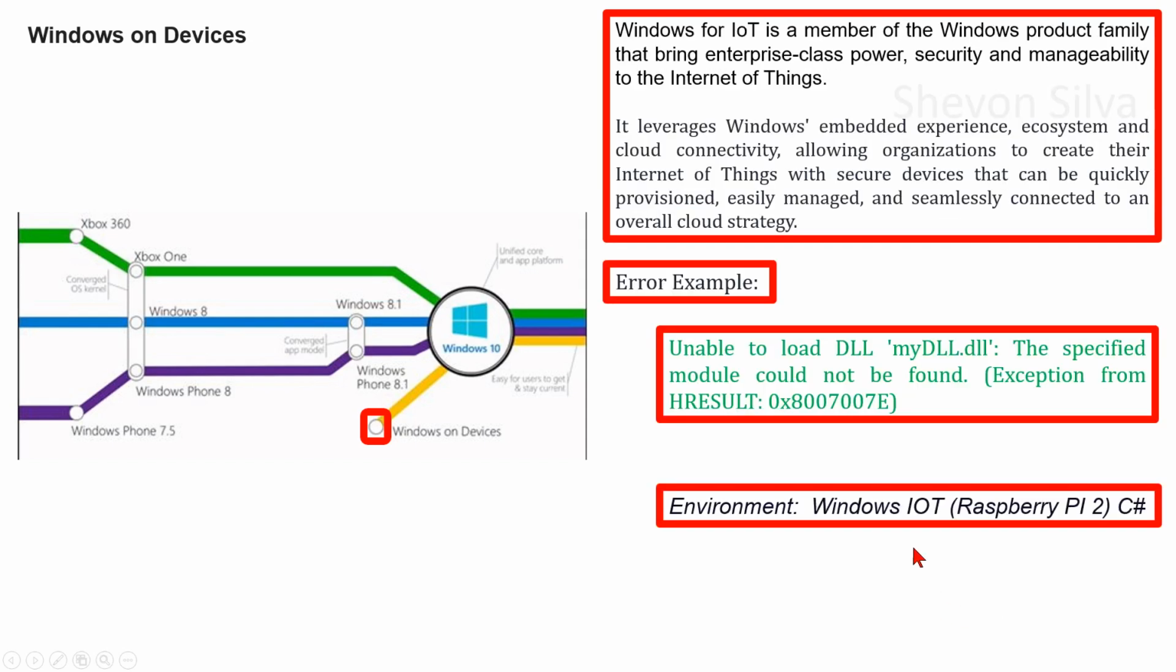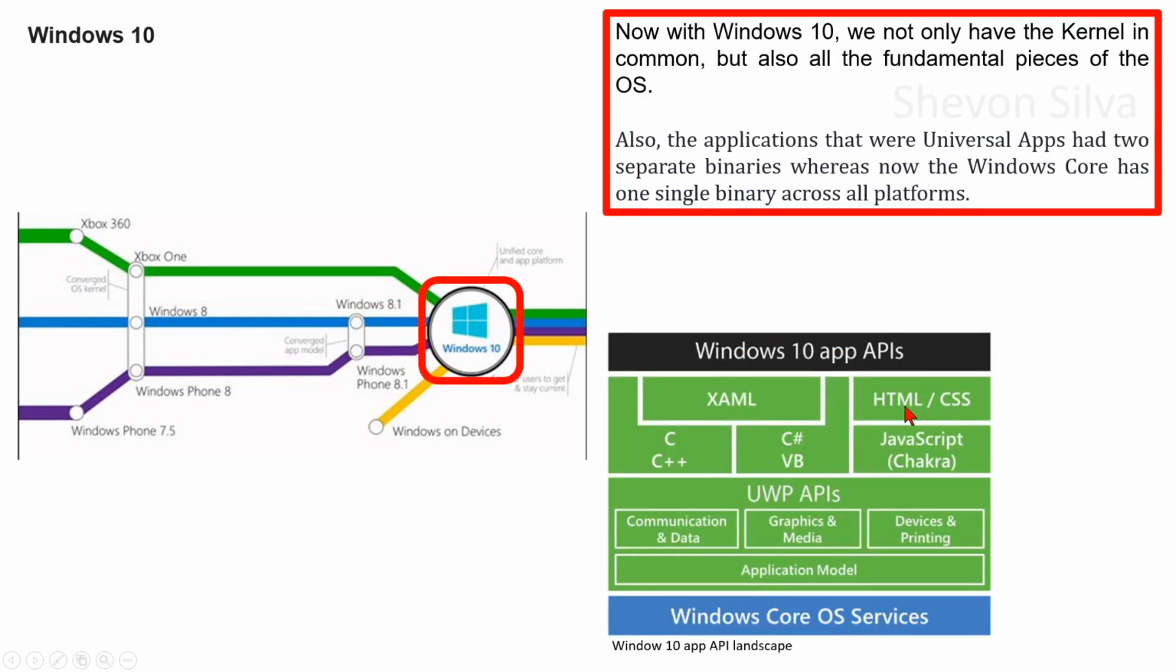As an error example, we can consider this error in Windows IoT, Raspberry Pi 2 in C#: unable to load DLL mydll.dll. The specified module could not be found, exception from HRESULT 0x8007007E. Now we are focusing on Windows 10.